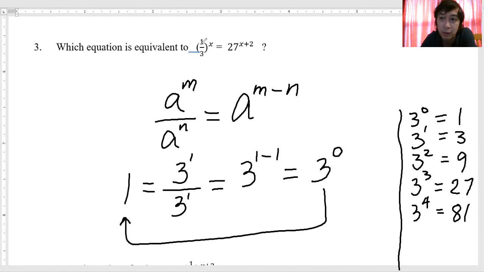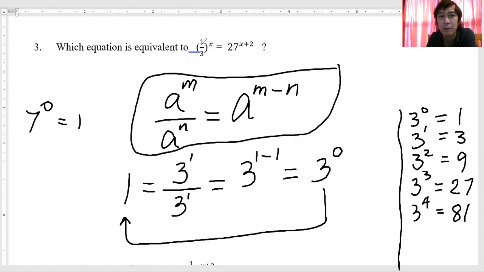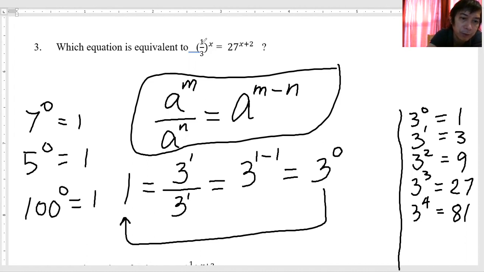This is also true with a different number. So 7 raised to 0 is also 1, by the same explanation here. 5 raised to 0 is also 1. 100 raised to 0 is also 1. Because that will eventually become a number divided by a number, and that is always 1. This is only true if the number is not 0. So 0 divided by 0 is not defined in mathematics.